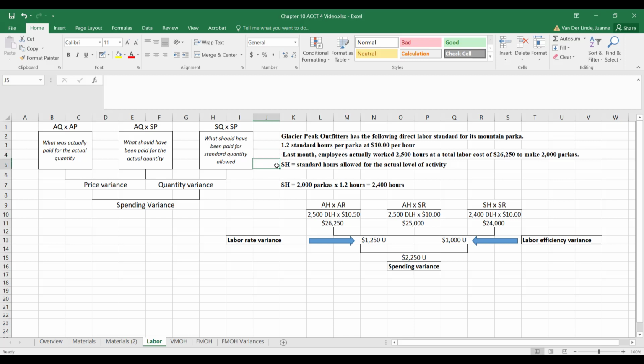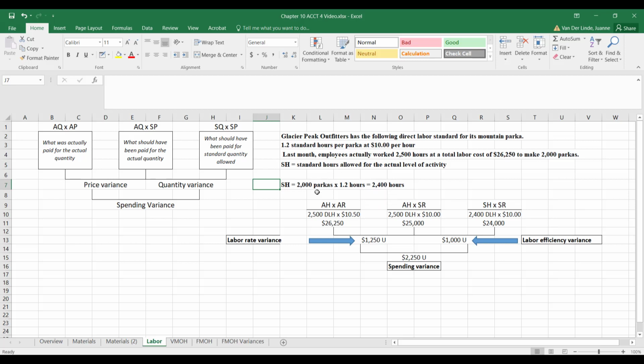So the first thing we want to really do so we can fill out the whole diagram is to find our SH or SQ from the previous problem, or the standard hours allowed for the actual level of activity. So knowing that we actually made 2,000 parkas, how many direct labor hours should we have used based on standards to make those 2,000 parkas? Well, they tell us up here that we should be using 1.2 standard hours per parka. Well, if we made 2,000, we're going to take those 2,000 parkas times 1.2 direct labor hours based on the standard. So we should have used 2,400 hours to make those 2,000 parkas.